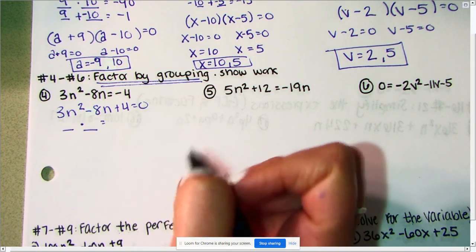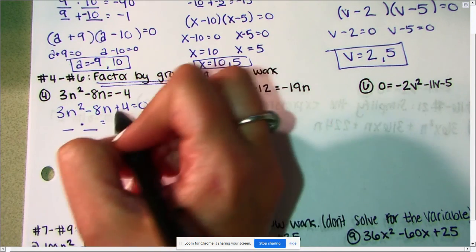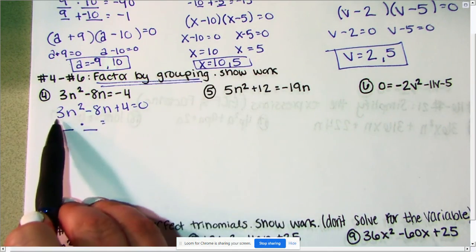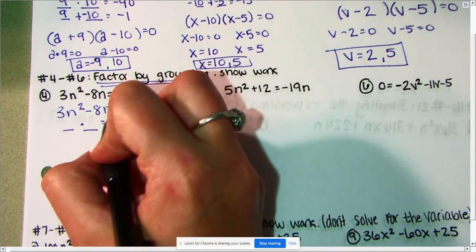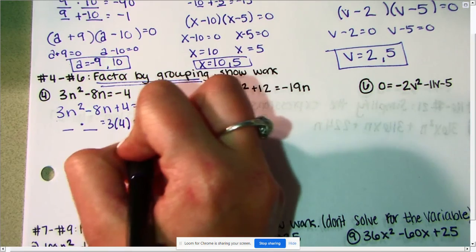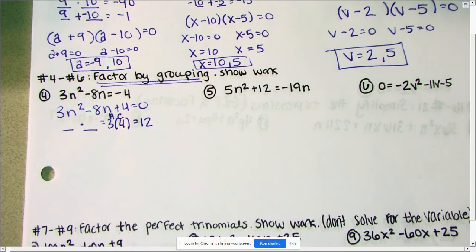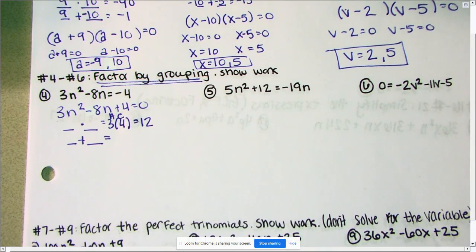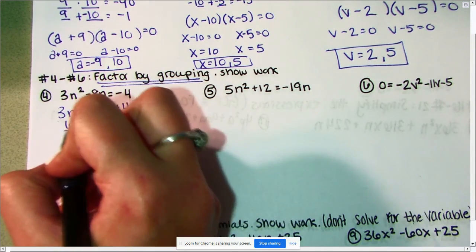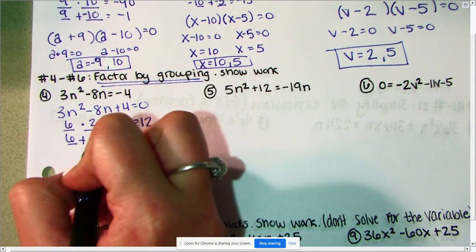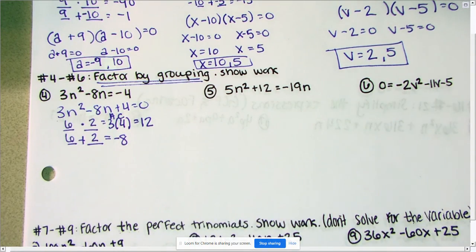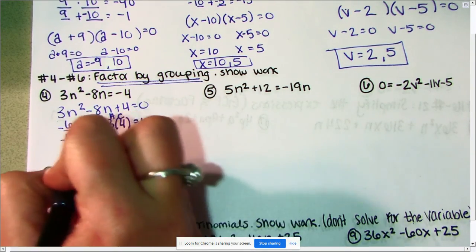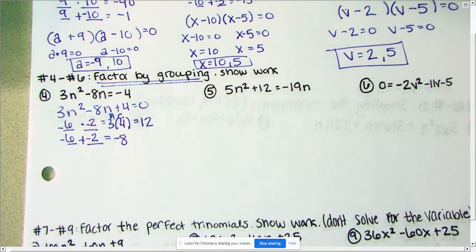You're still looking for two numbers that multiply. However, instead of it just being the c value, you have to do the a times the c value. So 3 times 4 is 12. That's why it's called the AC method. Then this second part is still the same. I'm still looking for two numbers that add to equal negative 8. So my factors are 6 and 2. And in order for them to add to negative 8, they both have to be negative. And when I multiply the double negative, I get a positive.